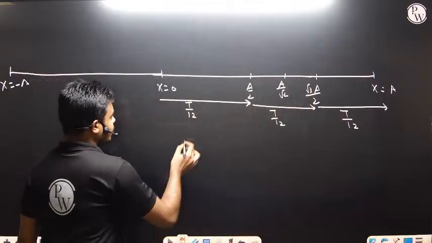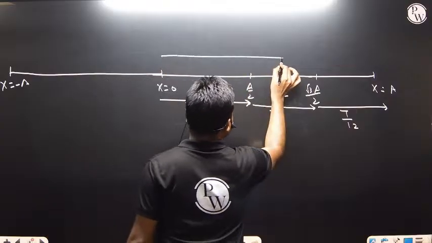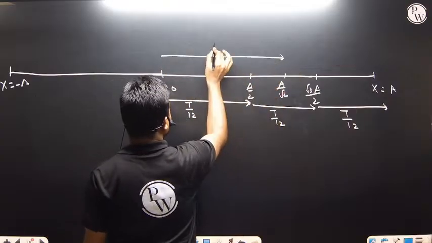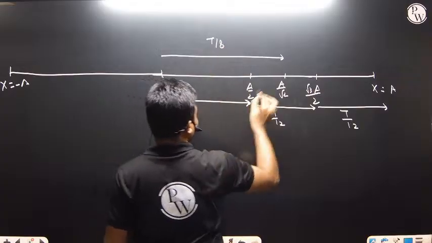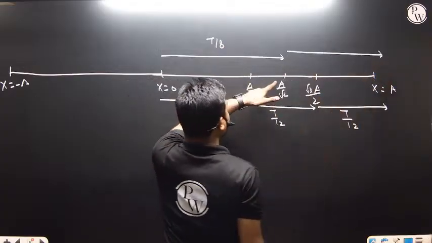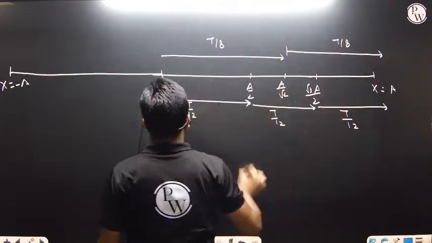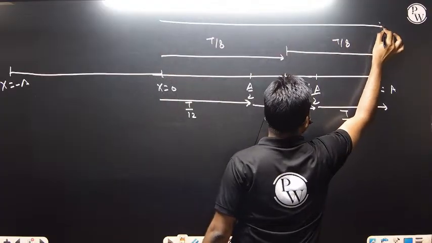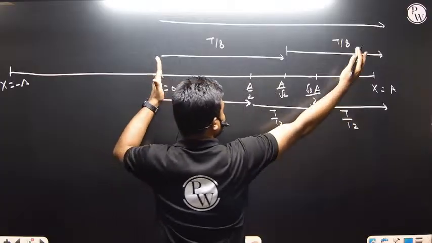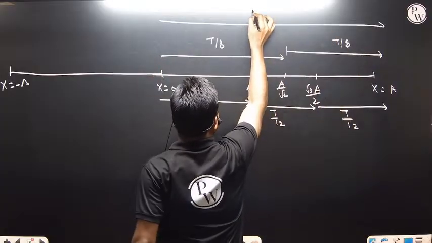So next, to go from here to here, that is x equals 0 to x equals A by root 2, time will be T by 8. And to go from x equals A by root 2 to x equals A, again time will be T by 8. And to go from here to here, what will be the total time now? X equals 0 to x equals A by 2, that is T by 8 plus T by 8, that is T by 12.